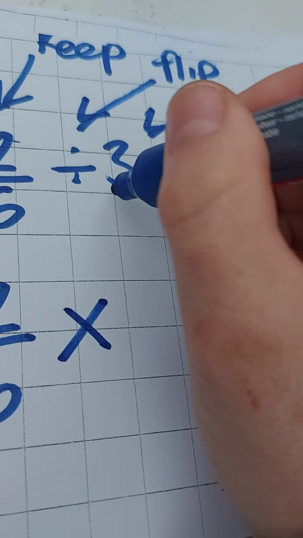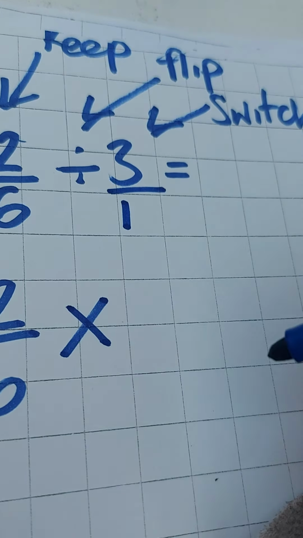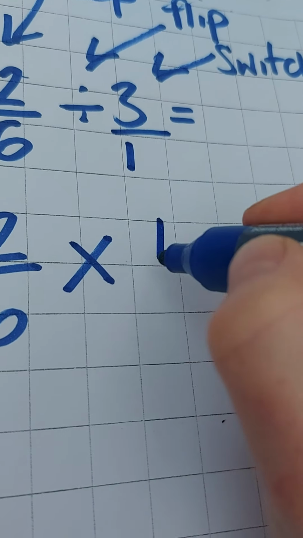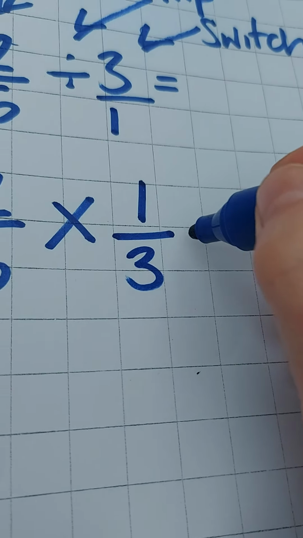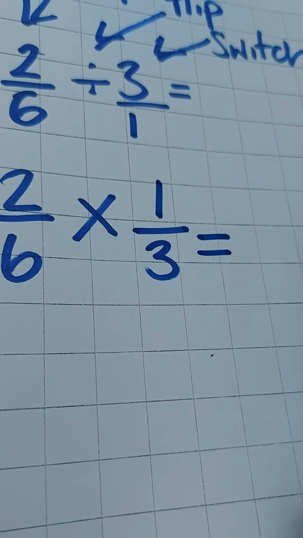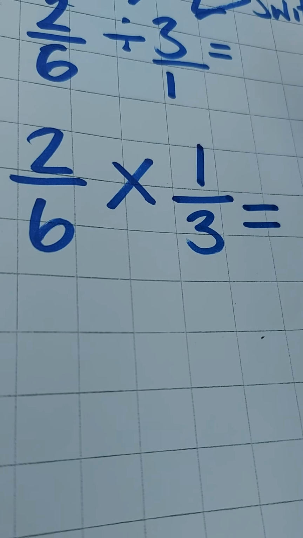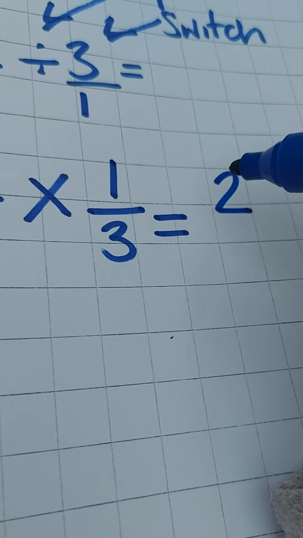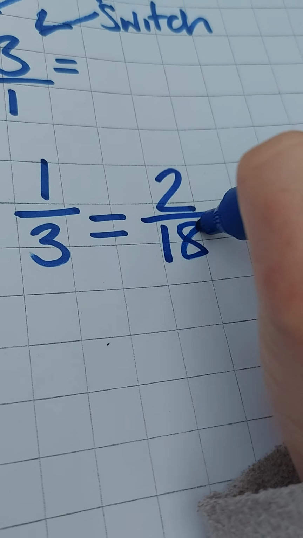So remember, 3 whole can be written as 3 divided by 1, 3 over 1. So I'm going to flip that round and make it 1 over 3, 1 divided by 3. Then I just do the basic multiplication strategy for times and fractions. Times the top, times the bottom, simplify, ain't no problem. 2 times 1 is 2, 6 times 3 is 18.